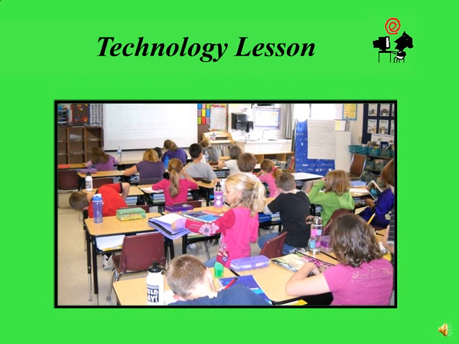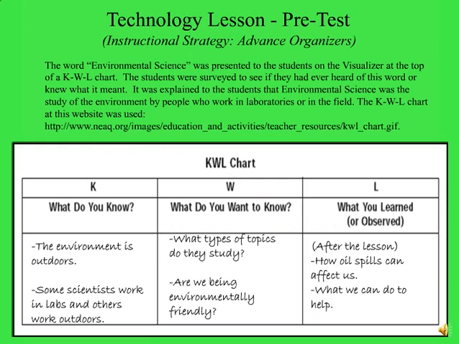Next, we have the technology lesson. The word environmental science was presented to the students on the visualizer at the top of the KWL chart. The students were surveyed to see if they had ever heard of this word or knew what it meant. It was explained to the students that environmental science was the study of the environment by people who work in laboratories or in the field. The KWL chart from the following website was used. The instructional strategy was Advanced Organizer.